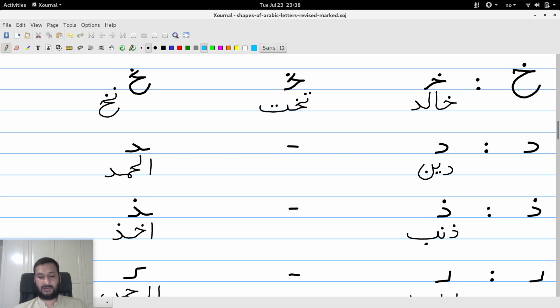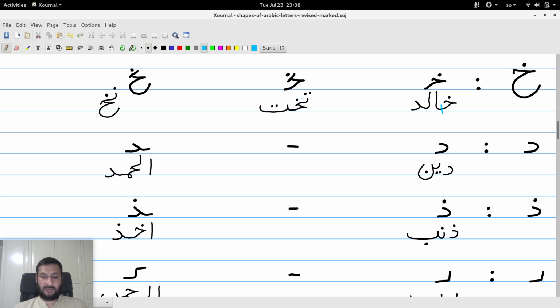So kha exactly like jim and ha in the beginning, like this. So this is the word Khalid. So kha, alif, lam, dal. So notice that alif here at the end of the word appears connected. This line is never going to be alif, because alif can never connect to a letter in front of it. It has to be after it. So this is lam. This is the principle to identify alif and lam. In this example, both are there. This is an example for kha in the beginning.